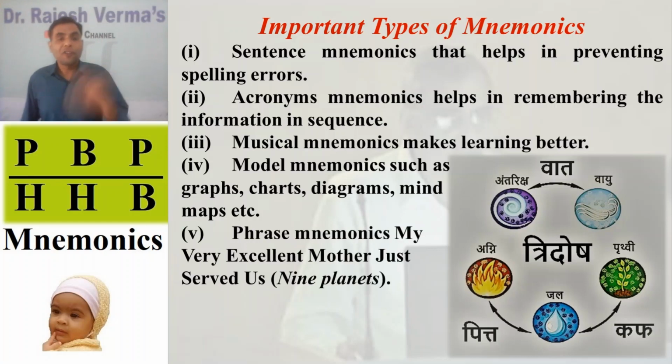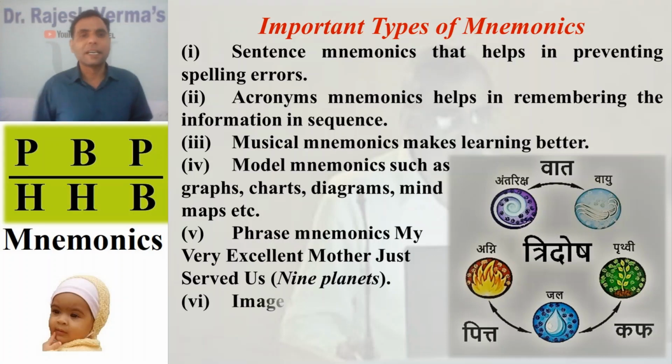Then comes the phrase mnemonics such as "My very excellent mother just served us." What does it mean? If you remember, you pick up the first letter of each word of this sentence, that forms the names of the nine planets: Mercury, Venus, Earth, and so on. So to remember that, for the younger student, this is a very interesting statement. "My very excellent mother just served us." These are known as the phrase mnemonics to remember the nine planets.